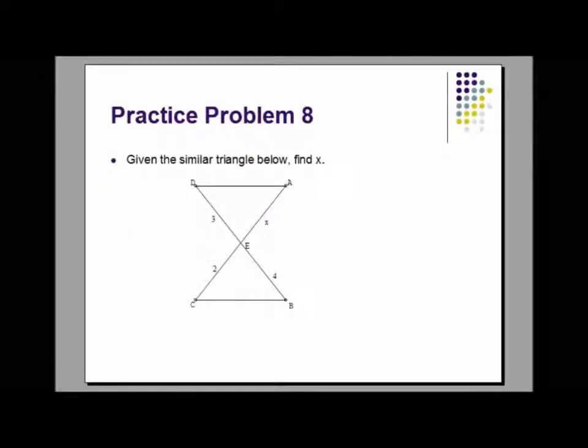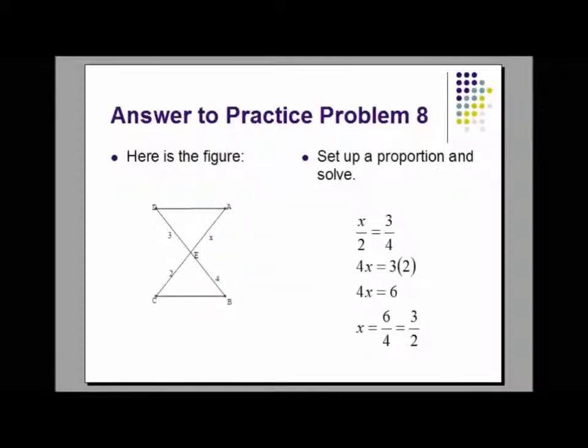In practice problem 8, we're given similar triangles below, and we're asked to find x. Here's the figure for reference. Set up a proportion and solve. We have x over 2 equals 3 over 4.